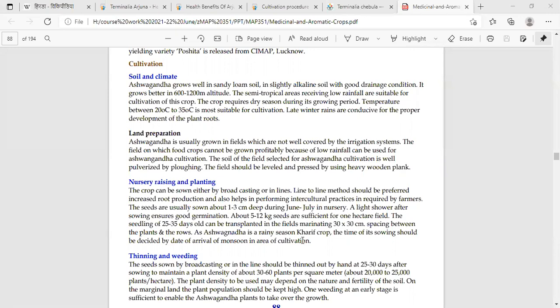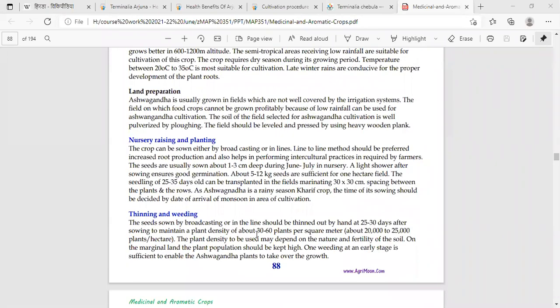As ashwagandha is a rainy season kharif crop, the time of its sowing should be decided by the date of the arrival of the monsoon in the area of cultivation. The monsoon is not the same for all parts of India. So according to the monsoon arrival, the plantation or the sowing of this ashwagandha plant changes by region.